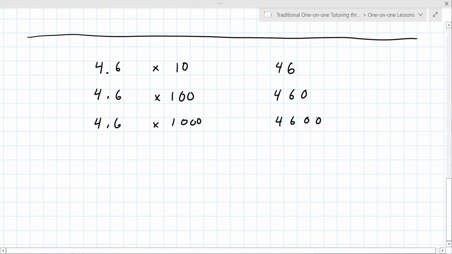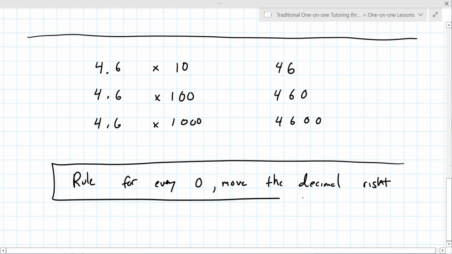Do you notice anything happening on the right? The first one, 4.6 times 10, has no 0 at the end, and then the second one is 460, and then the 1,000 has 2 zeros at the end? Yeah, so here's the rule. The rule is for every 0, move the decimal to the right.